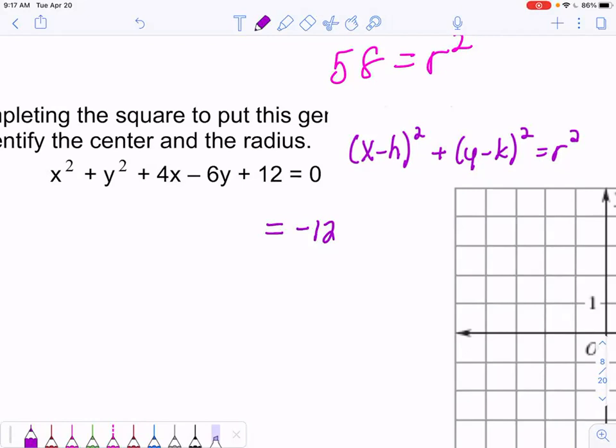Yeah, so we're just going to move things around so that your x terms are together and your y terms are together. So we have an x squared and a 4x, and then we have a y squared and a -6y. And that was equal to -12 because we took the 12 to the other side. You're going to complete the square, but you're completing the square for both x and y variables because our goal is to have a quantity squared for x and a quantity squared for y.